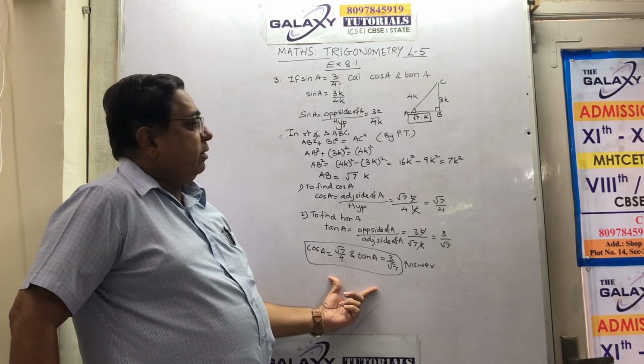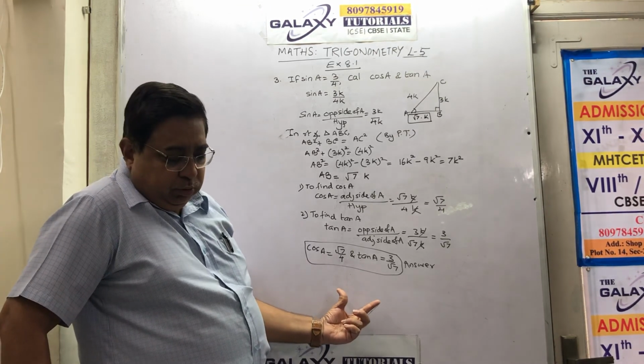And this is how you will solve the sum for 2 marks. We will go to sum number 3.